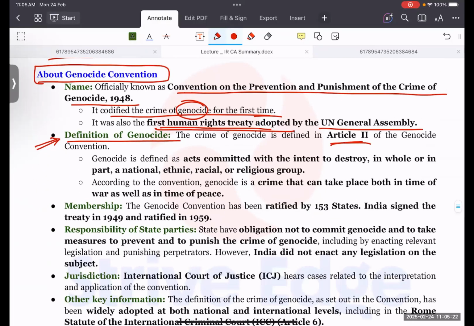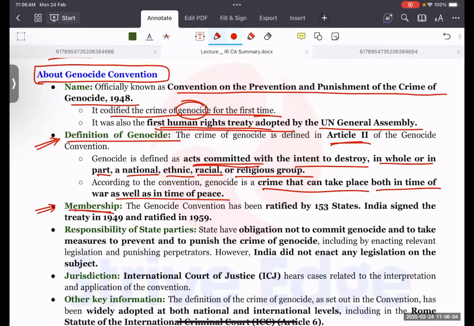So what is the definition? Any act, as we have discussed yesterday, any act that is committed with an intent to destroy in whole or in part a national or ethnic or racial or religious group. So any act that is done in order to wholly or partly destroy these particular groups, religious, racial, ethnic and national groupings. And according to the convention, it is a crime. They have defined what genocide is, and they have given that it is a crime that takes place both in time of war as well as during the time of peace. So it is not just a war crime, it can also be taken up during the time of peace also.